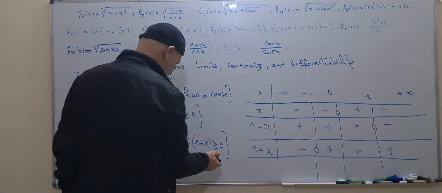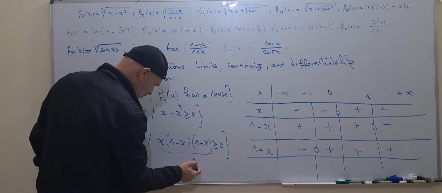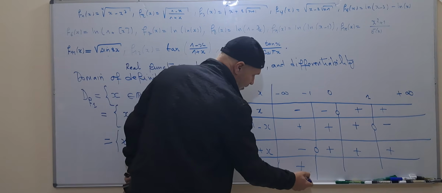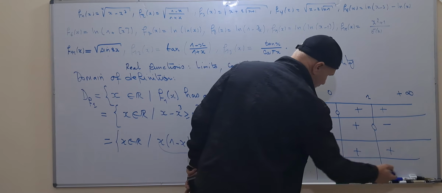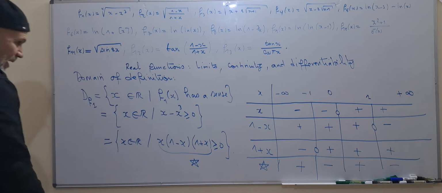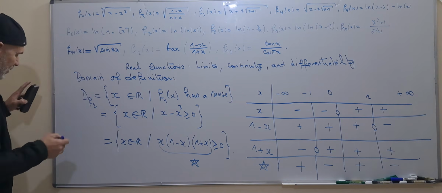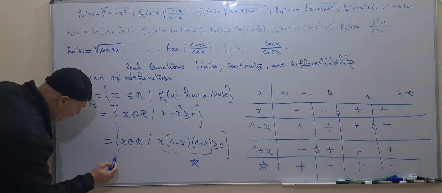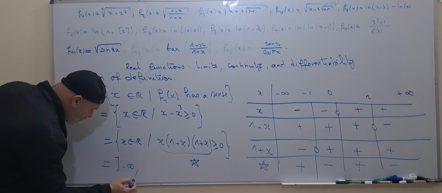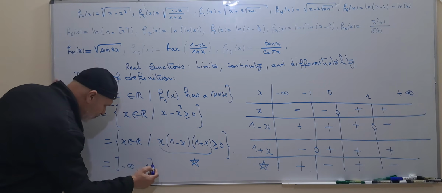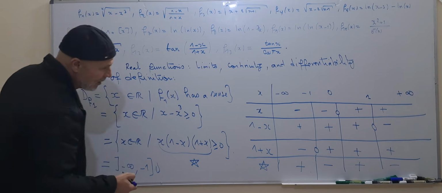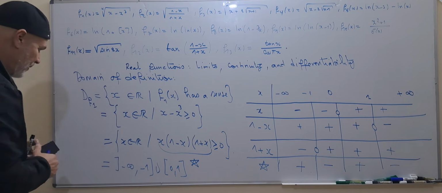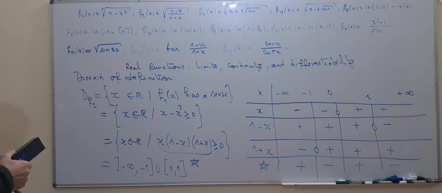If we take the product, for this function star, we have plus, we have minus, we have plus, and we have minus. So the domain of definition of f1 is equal to minus infinity, minus 1, union 0, 1. This is the domain of definition of f1.